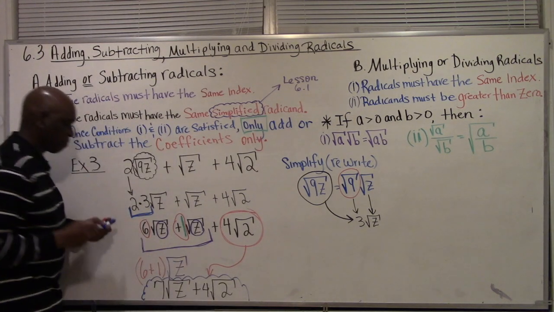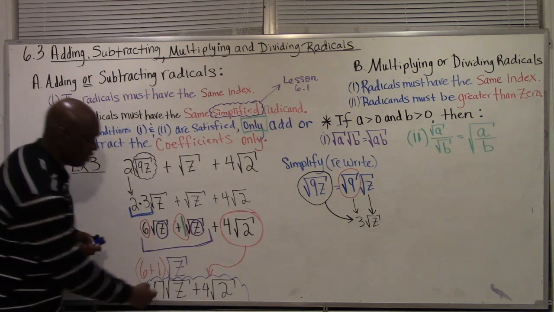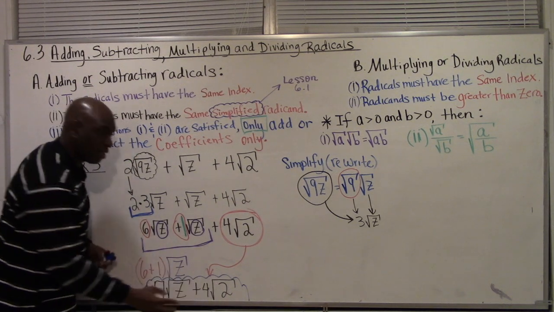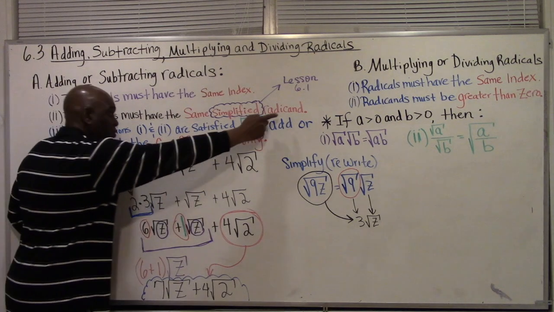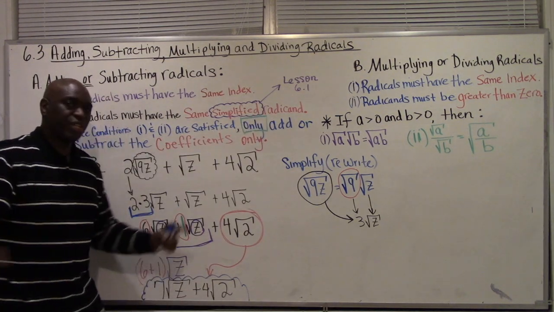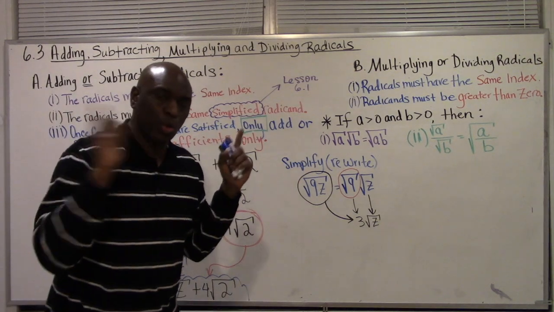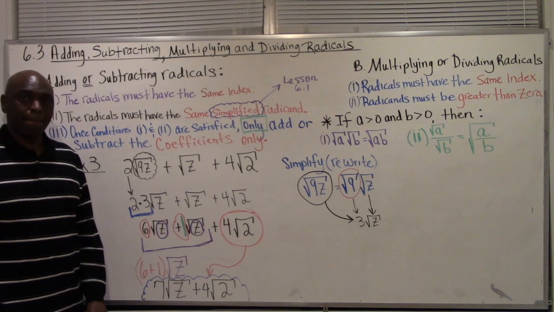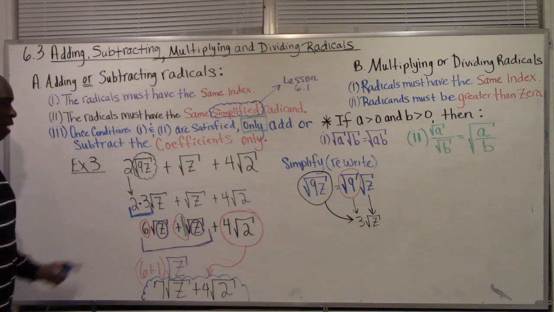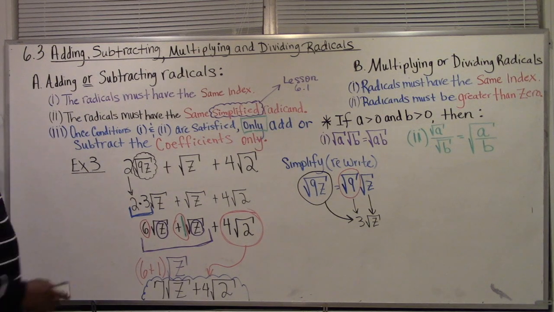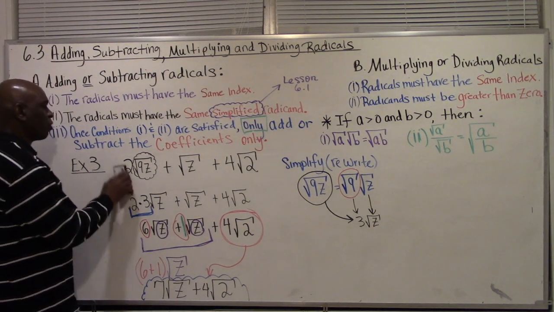That's the answer. You cannot combine these two. They have the same index, but they do not have the same radicand. That's a Z. That's a 2. Cannot combine them. They don't meet condition 2. All right, that's example 3. Let's go forward.